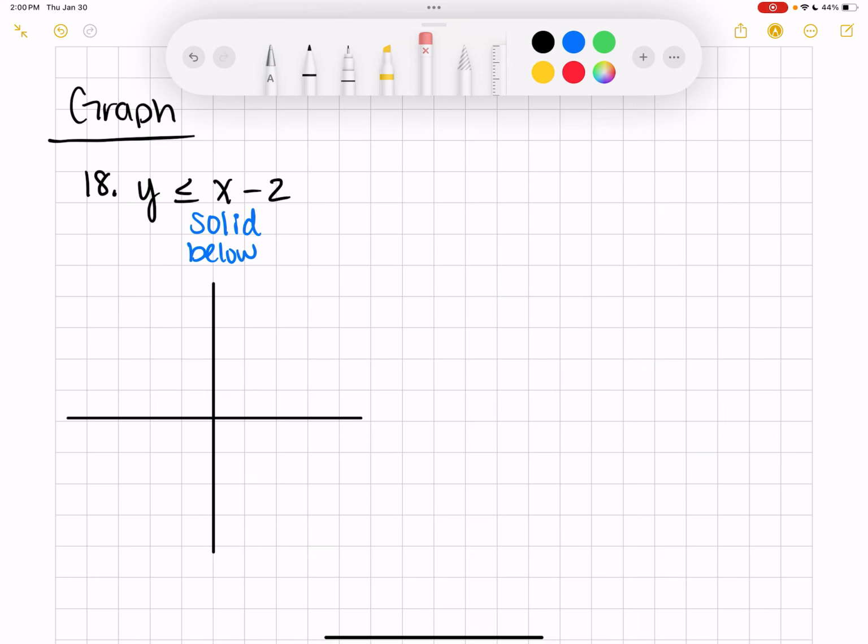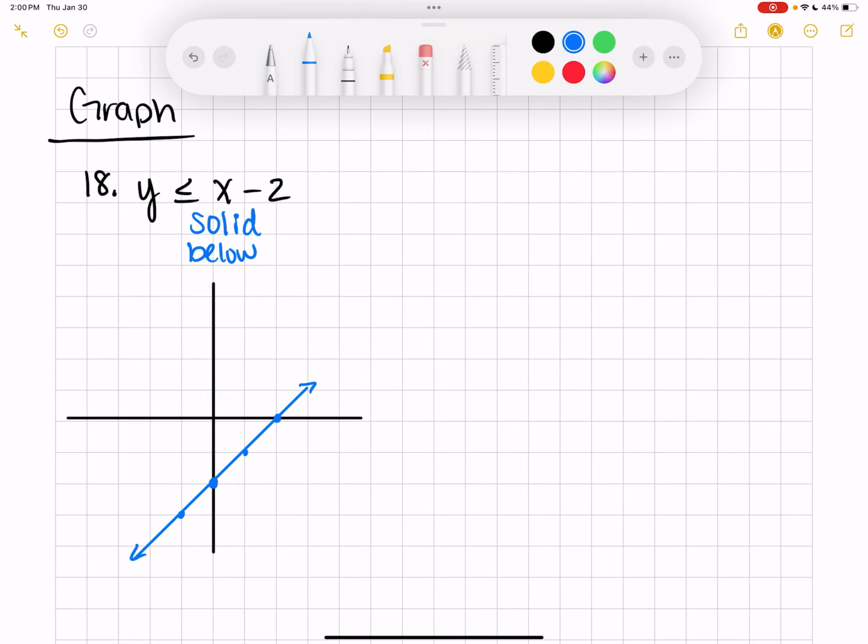Negative 2. Y equals mx plus b. B is my intercept, so down here at -2. What is my slope? 1. That means I go up 1, right 1. Up 1, right 1. Or I can go down 1, back 1. But I have a positive slope, so my line should be going up the hill. So this one is solid. So just like we did when we were graphing lines before, I just connect the dots like this.